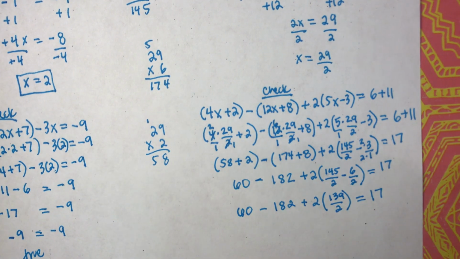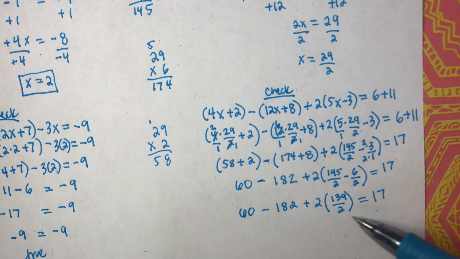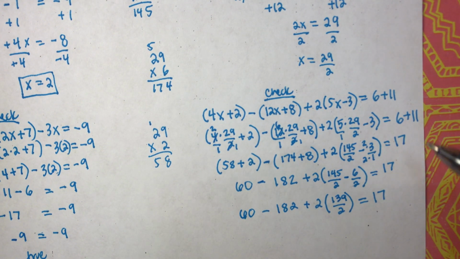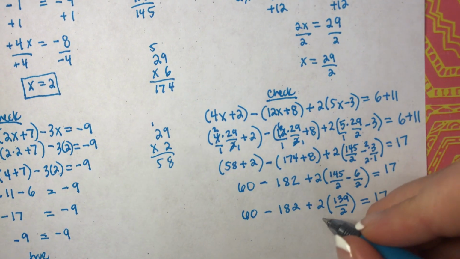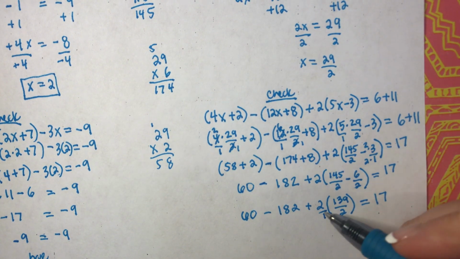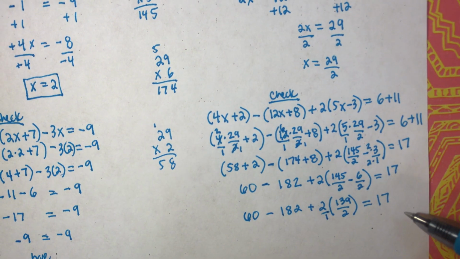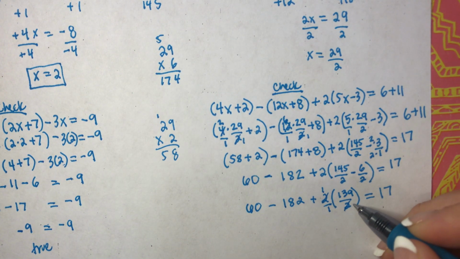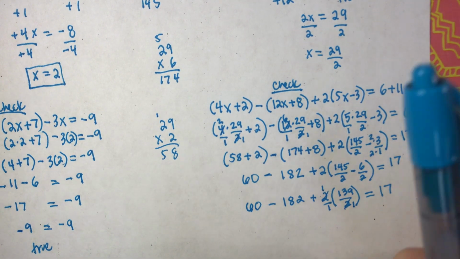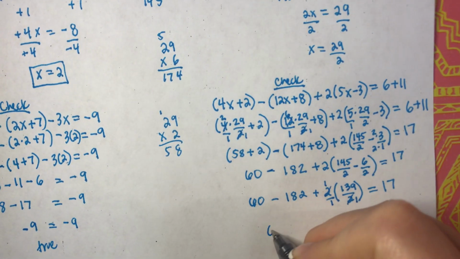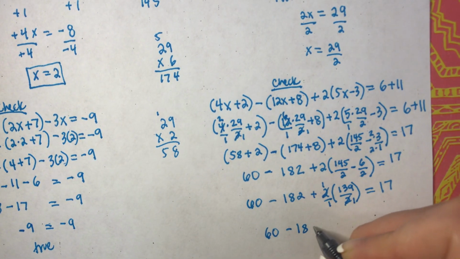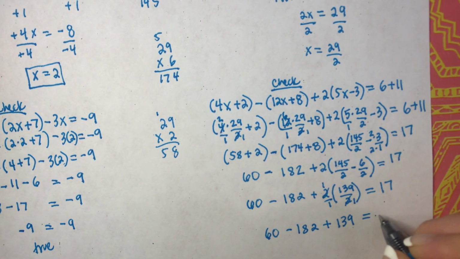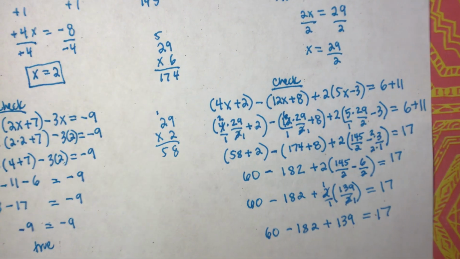All right. Now we're here, we can go ahead and multiply this fraction. So this is, we're going to make this 2 over 1, and we're going to look to cross cancel. Is there a common factor? Yes, 2. 2 goes into 2 one time, 2 goes into 2 one time. Then we multiply across, and we get 60 minus 182 plus 139 equals 17.